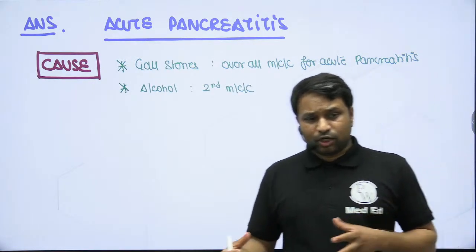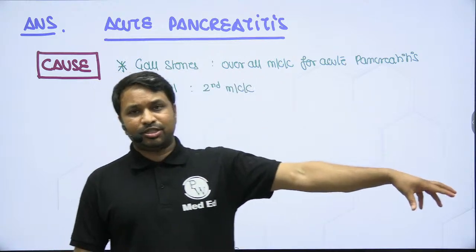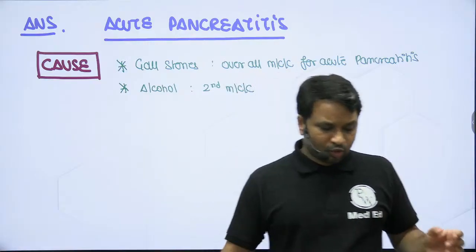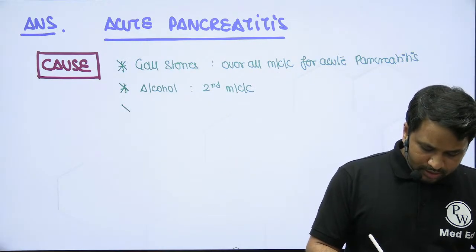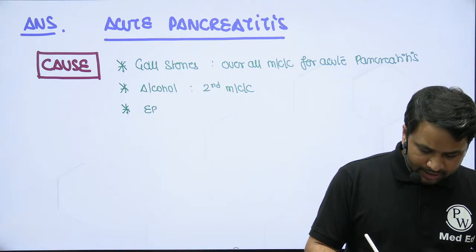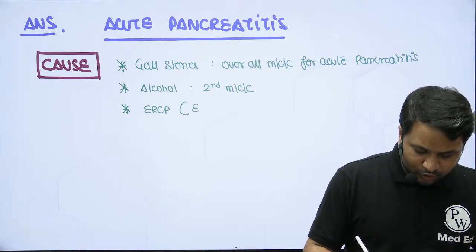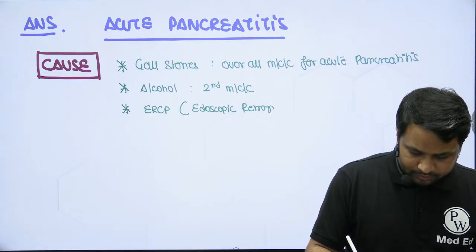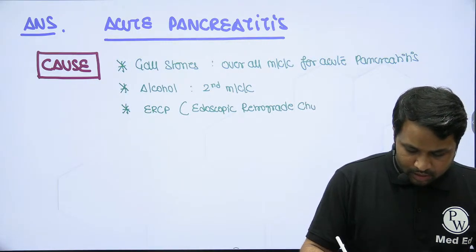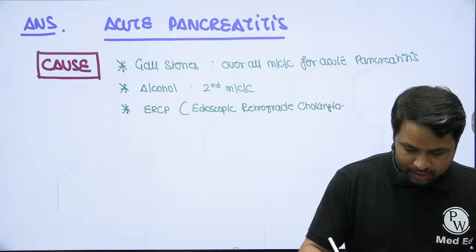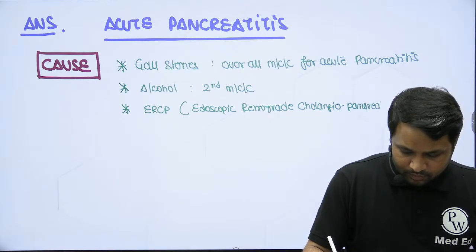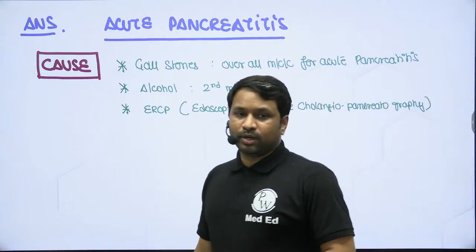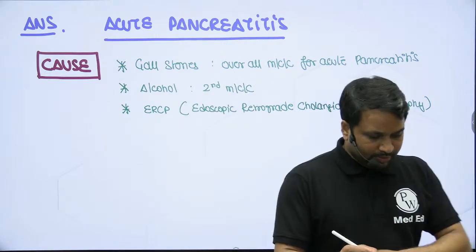Alcohol generates free radical oxygen. Those free radical oxygen go and damage the pancreatic cells, and then that disruption of cells will result in development of acute pancreatitis. Now, other causes that are important is going to be post-procedure like ERCP. ERCP stands for endoscopic retrograde cholangiopancreatography. The endoscopic retrograde cholangiopancreatography, that is your ERCP.